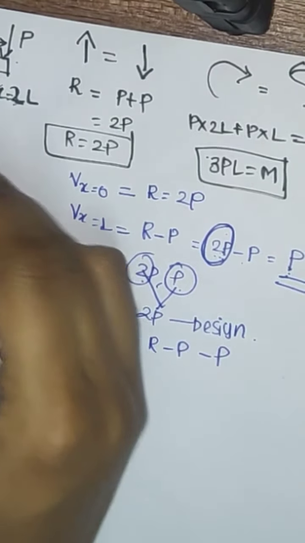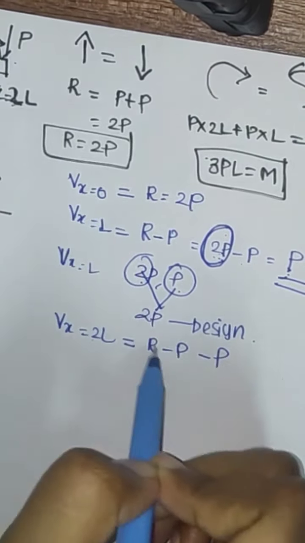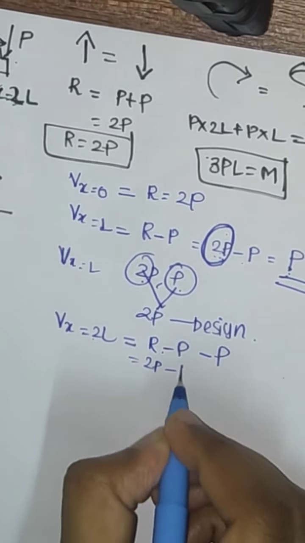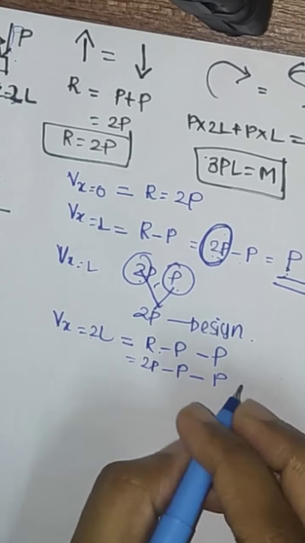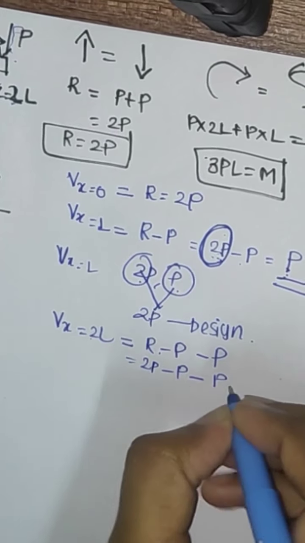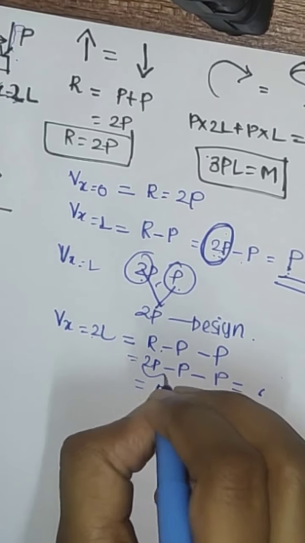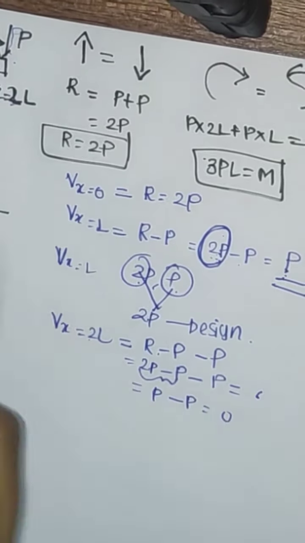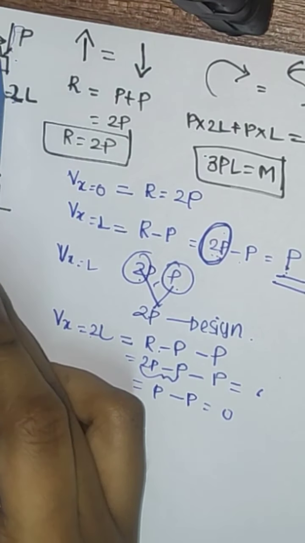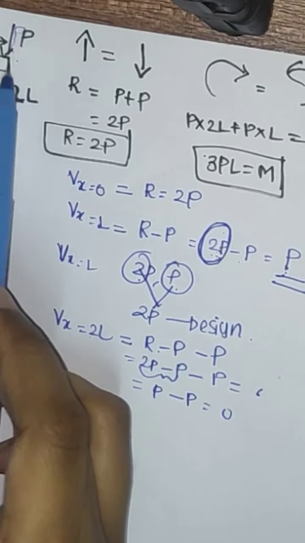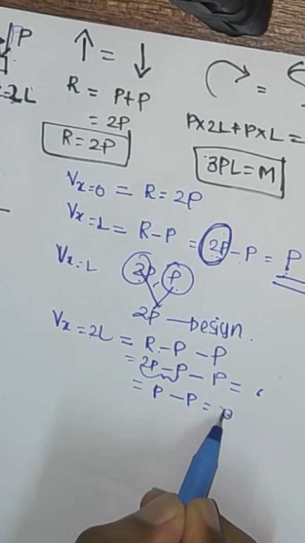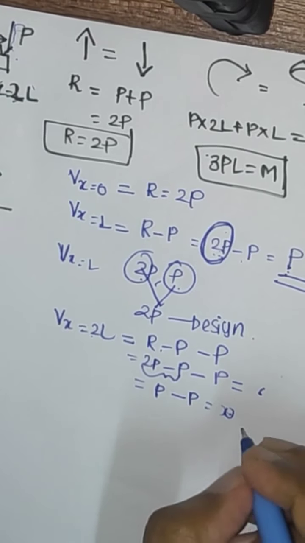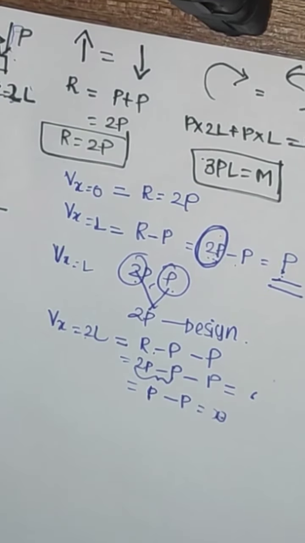Before that there will be 2P. Next is minus P, so after this point there will be minus P. That vertical load will also be acting, so we get P and this P is 0. At this point, what will be the shear force? Before it is P and after it is 0. So what will be the shear force at this particular point? If somebody asks you, it is P.